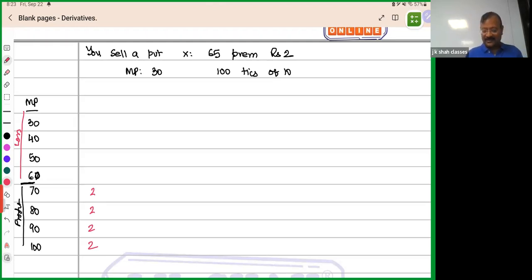How much loss? At 60, my loss is 5, but I've received a premium of 2. Do one more. At 50, my loss is 15, but I've received a premium of 2. So what is the pattern? 10. Do it. That's it. Barabar?